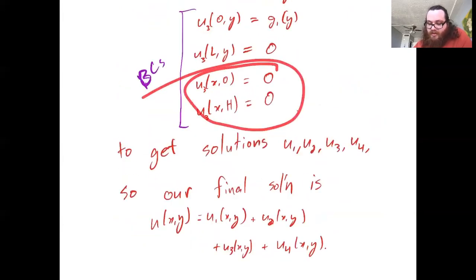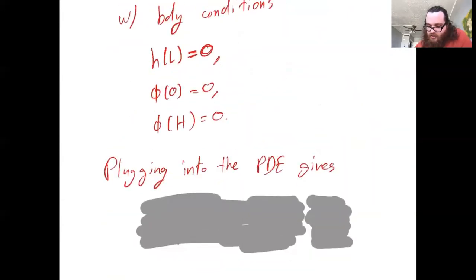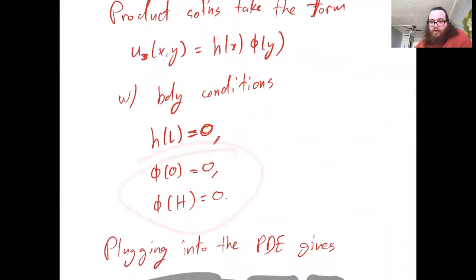These other two boundary conditions for 0 and h force phi of 0 to be 0 and phi of h to be 0, the y boundary conditions.